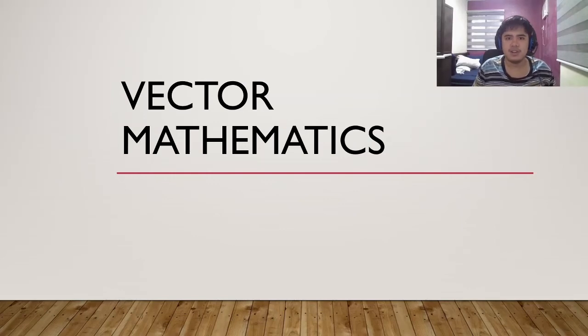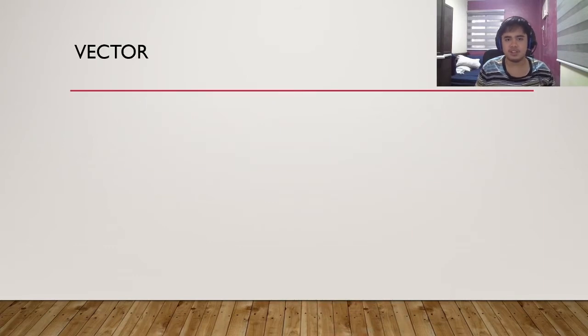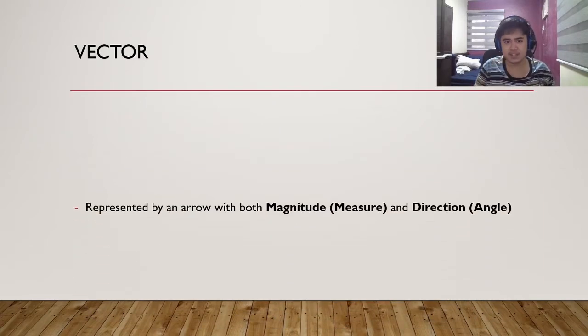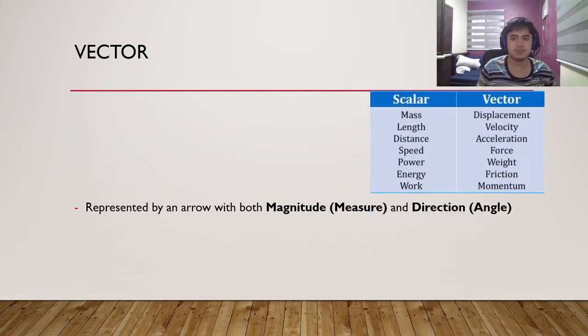Good morning. Today we will be discussing vector mathematics. What are vectors? Vectors are represented by an arrow with both magnitude, which is the measure, and direction, which is the angle. We will be discussing this later on.